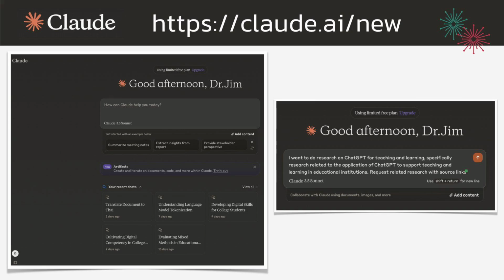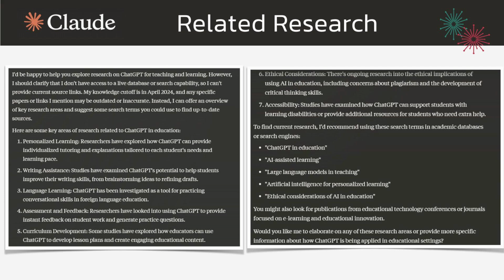I want to do research on ChatGPT for teaching and learning, specifically research related to the application of ChatGPT to support teaching and learning in educational institutions. Request related research with source links. The result is that Claude clarifies that live databases cannot be accessed and searched. Also, current source links cannot be provided.